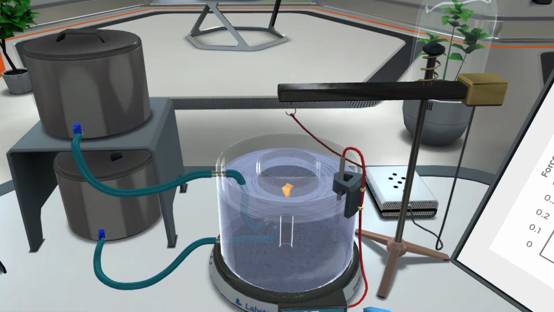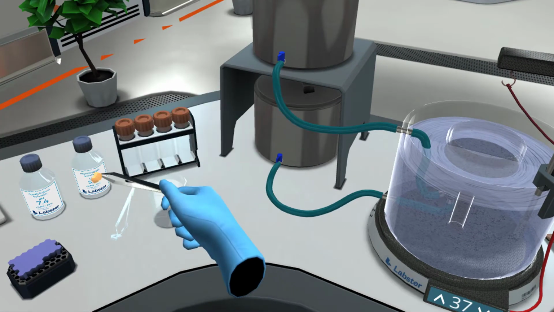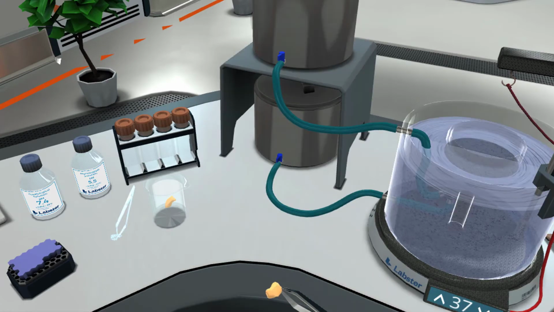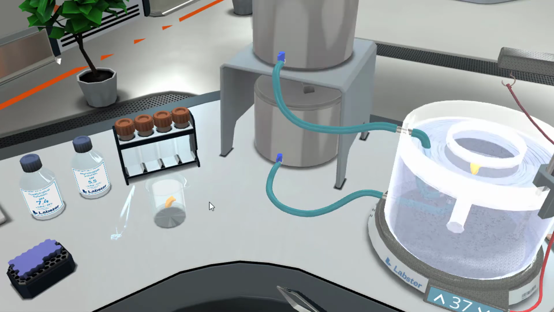Place a fresh piece of rat intestine in the water bath using the forceps. Connect the force transducer.